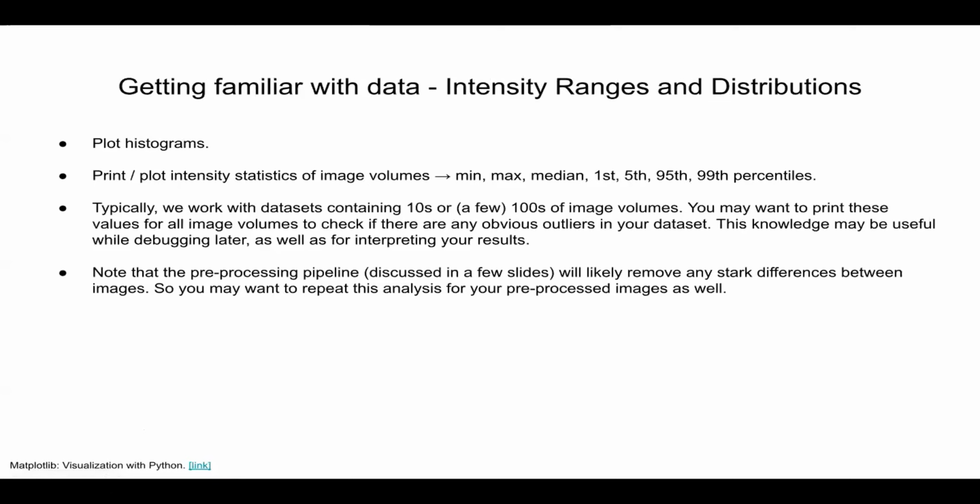Right. And once we have these arrays of numbers, I think it's useful to plot histograms or just print the intensity values, the ranges at least, or the percentiles and so on. Since we are only working with tens or maybe a few hundreds of images, maybe we can even do this for all the volumes we have at hand and get a histogram over, for example, the minimum value over all the volumes. It's useful while debugging later if a particular image just stands out or something like that.